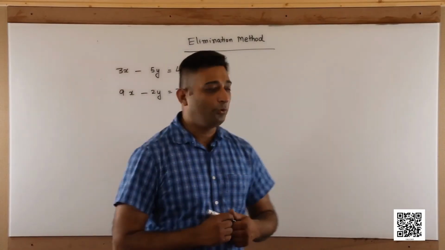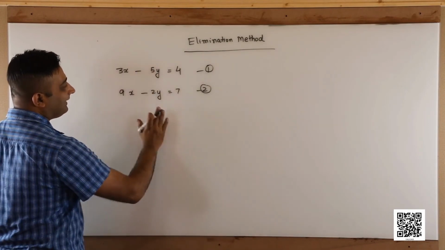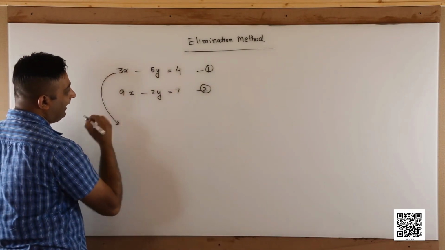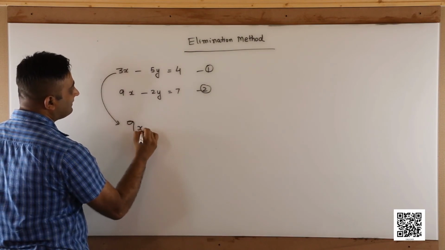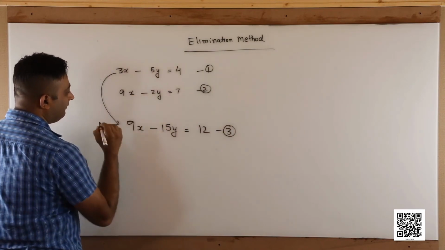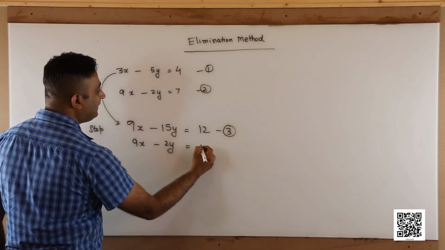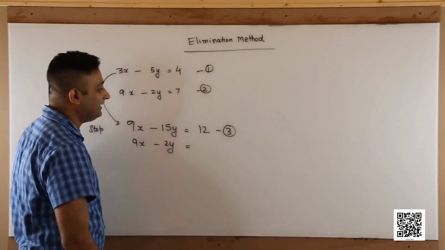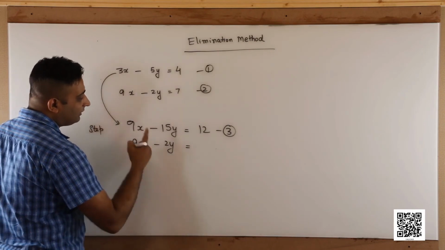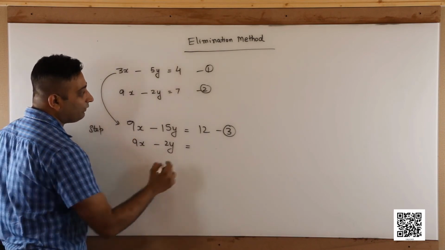Dear students, let us take one more example on the elimination method. We have two equations, 3x minus 5y equal to 4 and 9x minus 2y equal to 7. So let us multiply equation number 1 by 3. So we get the equation as 9x minus 15y equals 12. And we will rewrite equation number 2 as it is, because our purpose of multiplying by some constant is to make either of the two variables' coefficients the same. We have made the coefficient of x the same in these two equations.